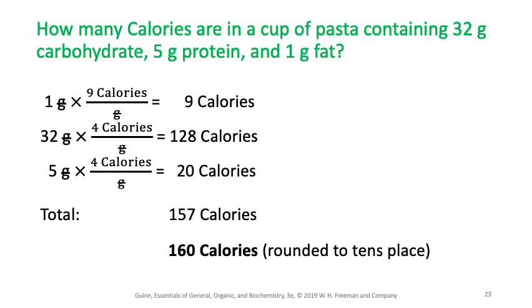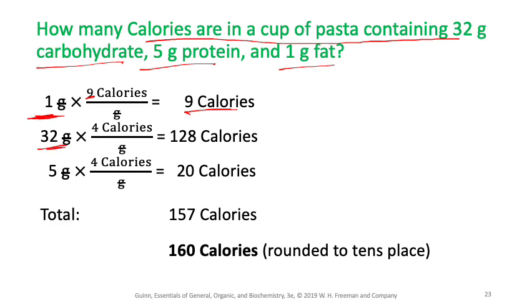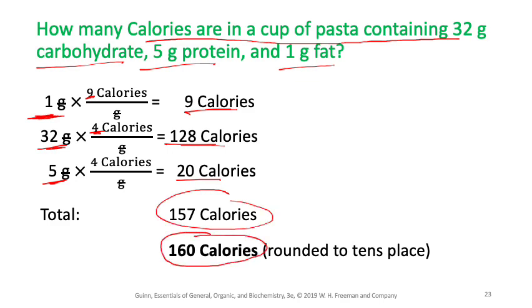Let's try to do one more problem on the same calorie count of a food sample. How many calories are in a cup of pasta containing 32 grams of carbohydrate, 5 grams of protein and 1 gram of fat? And we already know the equivalency. So if we have 1 gram of fat, every 1 gram gives you 9 calories. 32 grams of carbohydrate, every 1 gram of carbohydrate gives you 4 calories, so total is 128. Similarly for protein, 5 grams is 20 calories, and the total is 157. So if you round it off to the nearest 10, it comes out to be around 160 calories.